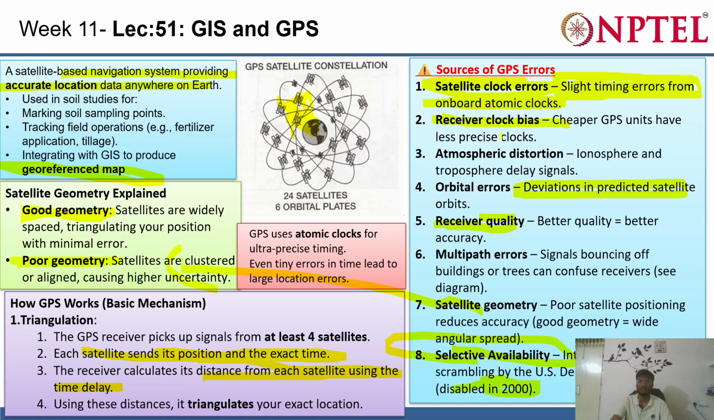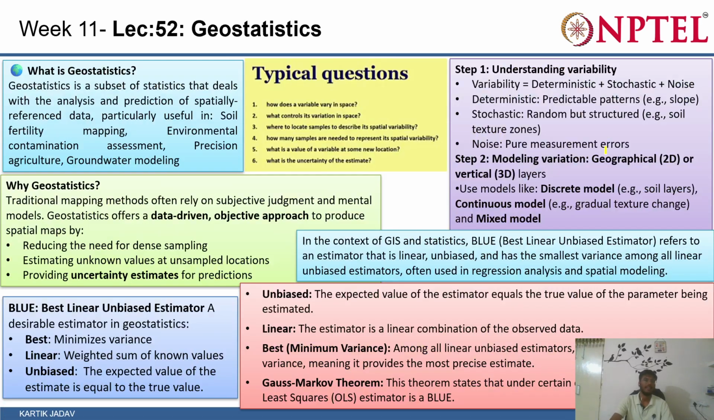That also matters to the source of GPS. And then we have started talking about geostatistics. So geostatistics is a subset of statistics that deals with analysis and prediction of spatial reference data. It is particularly useful in soil fertility mapping, environmental contamination assessment, precision agriculture, and groundwater modeling.